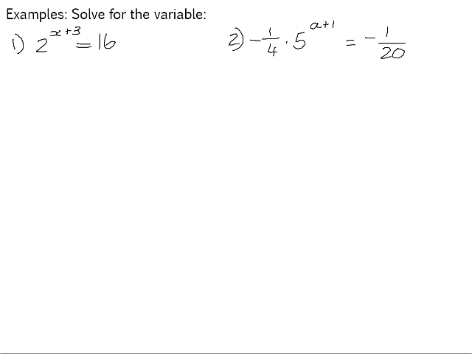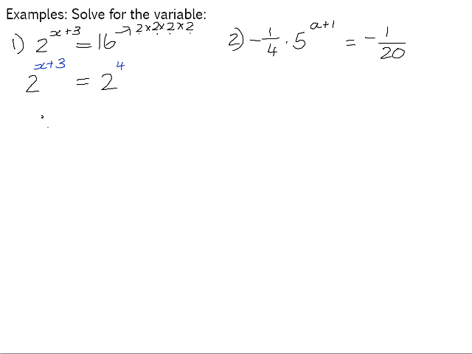2 to the power of x plus 3 is equal to 16. So in order to solve this formally, we want to get the bases the same on both sides. So 2 to the power of x plus 3. 16 is equal to 2 times 2 times 2 times 2. 2 times 2 is 4, times 2 is 8, times 2 is 16. So 16 can be rewritten as 2 to the power of 4.